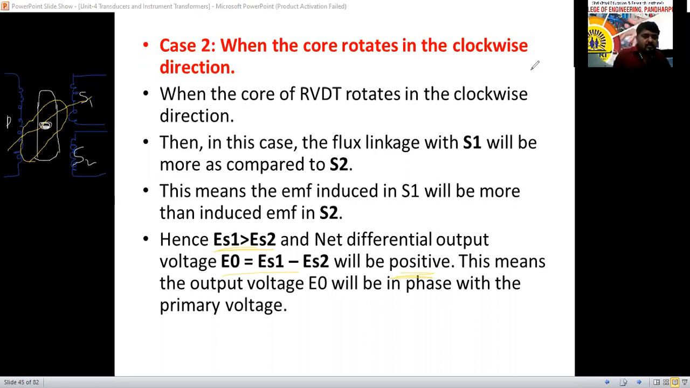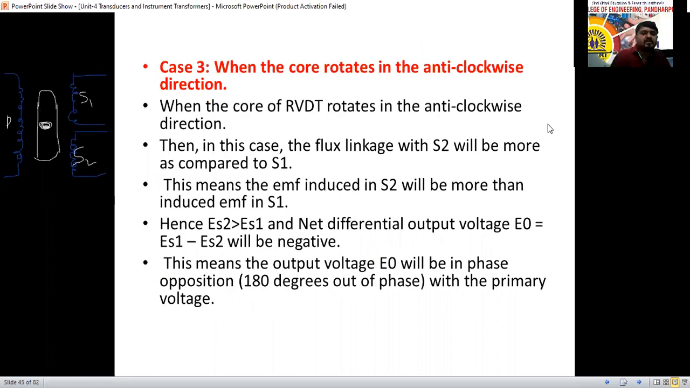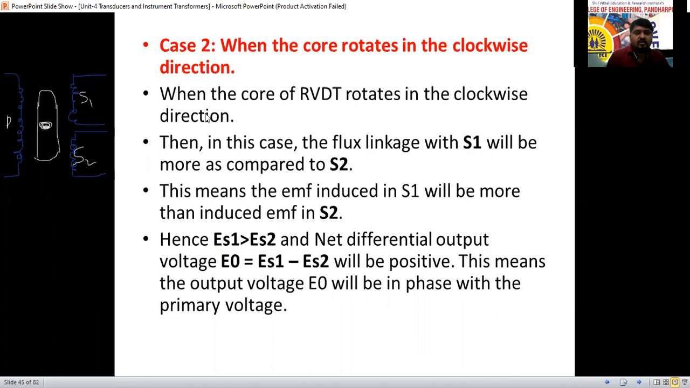Suppose, I'll keep only this one. Okay, next one. The third condition is when the core rotates in the anti-clockwise direction. This one I have not read. Yes, okay. When the RVDT core rotates in the clockwise direction, then in this case the flux linkage with S1 will be more as compared to S2. Just now, whatever I have explained, the same thing they are telling here.